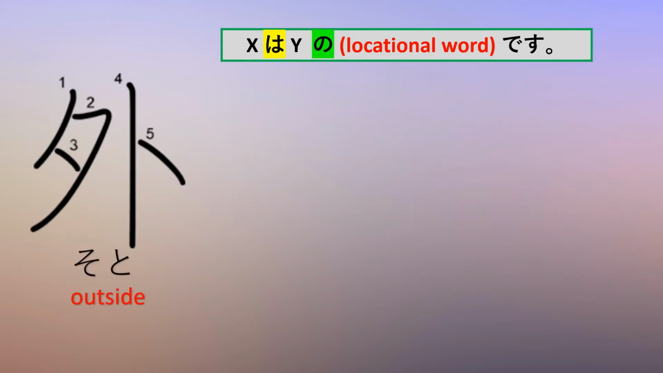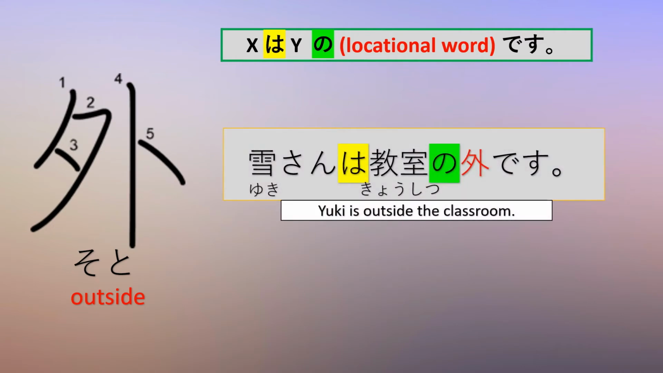Next is outside. Soto. Soto, outside. For example, Yuki-san wa kyoshitsu no soto desu. Yuki is outside the classroom.